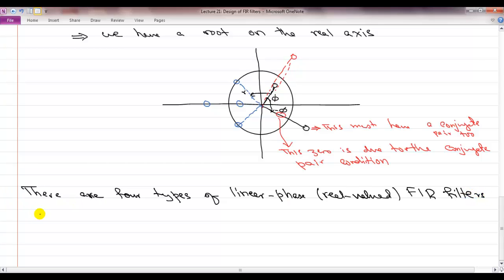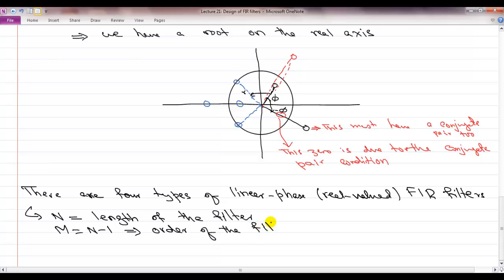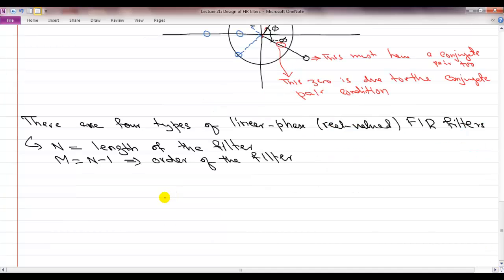And in all this discussion, I am going to work with n equal to the length of the filter, and capital M equals n minus 1 is the order of the filter, or the number of zeros that you have. Different texts use different notation. It is not what letter I use for the length and the order. What matters is that you understand the relationship of those things.